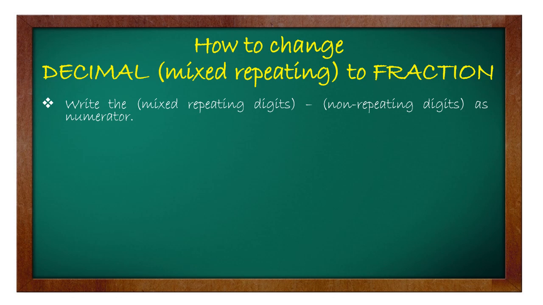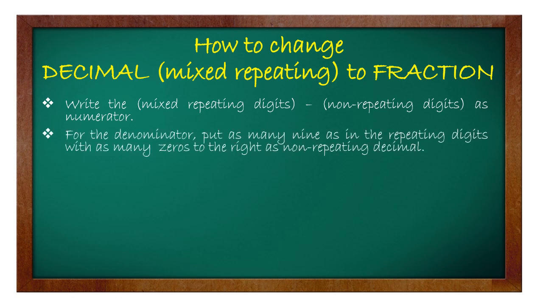So, pag nagko-convert tayo ng decimal, ng mixed repeating decimal into fraction, mayroon ulit tayong numerator at denominator. Sa numerator natin, write the mixed repeating digit minus the non-repeating digit. And then sa denominator natin, put as many 9 as in the repeating digits with as many zeros to the right as non-repeating decimal. Ibig sabihin, kung ilan yung repeating mo, yun yung bilang ng 9 na gagamitin mo. Kung ilan yung non-repeating mo, yun yung bilang ng 0. So, ibig sabihin, pag repeating 9, kapag non-repeating, 0. Kung ilan, depende kung ilan yung umuulit at hindi umuulit.